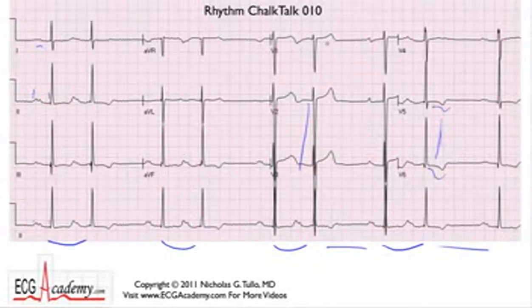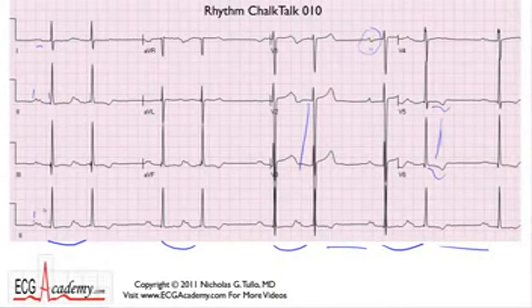So you can call it LVH with strain, and I think you could probably look at this P wave in V1 and decide there's possible left atrial enlargement because you've got a fairly hefty negative deflection at the end that's one box wide and one box deep. But the hardest part is figuring out the rhythm.